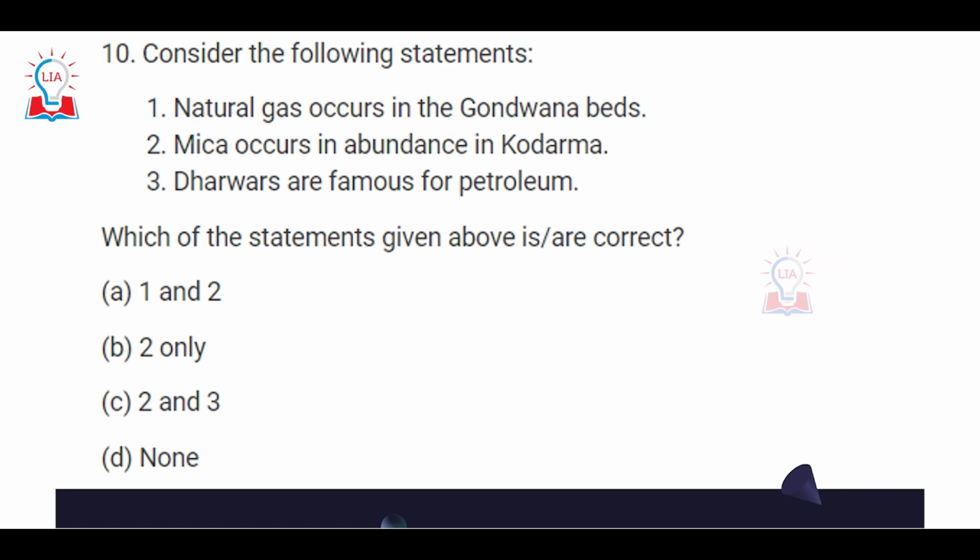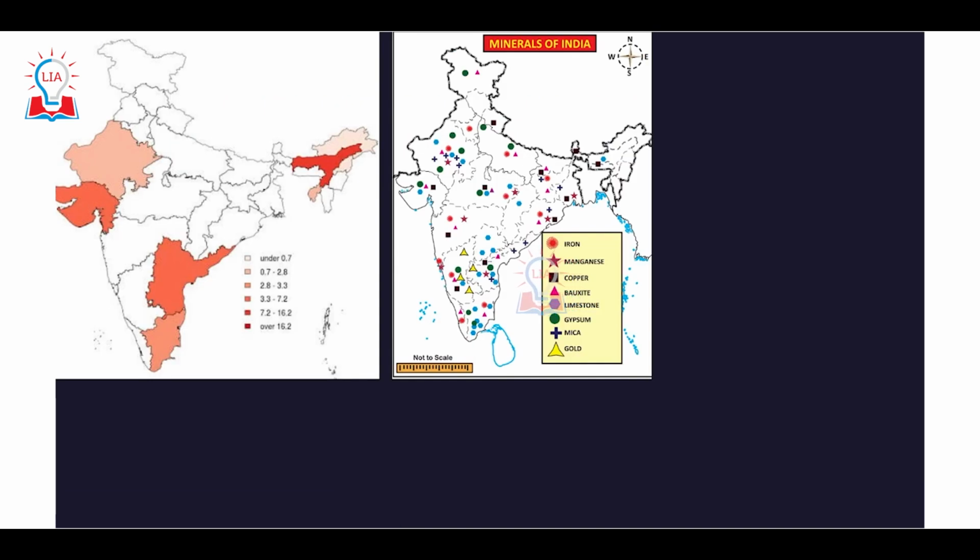Mica occurs in abundance in Koderma. Koderma is a place in the state of Jharkhand, and Dharwars are famous for petroleum. Now, Dharwar Plateau is the southernmost plateau part of India, largely located in the state of present-day Karnataka. So, if you take a look at the mineral mapping of India, we can clearly see that these areas are the area where we have the natural gas.